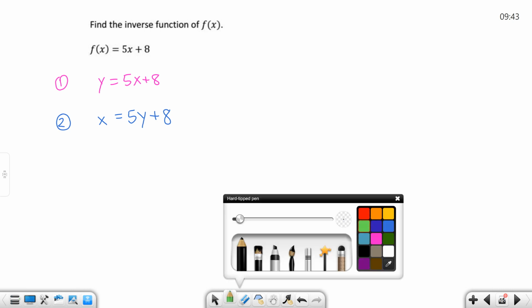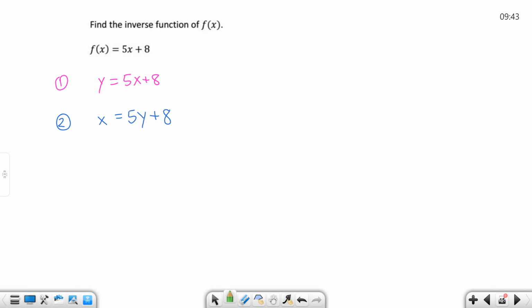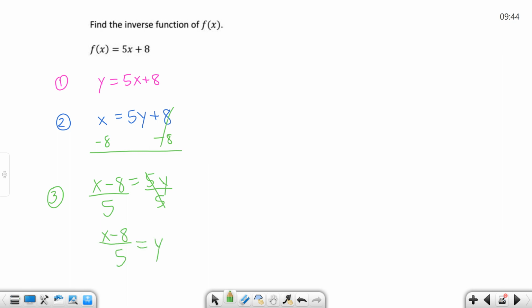The third step is where all the magic happens. The third step is where we're going to solve for this new y. So how do I get y by itself? Well, I need to undo addition and subtraction first. I'm going to subtract 8. That cancels. I get x minus 8 equals 5y. Then I need y by itself, so I divide by 5. That divides out. x minus 8 over 5 equals y. And there is step 3.